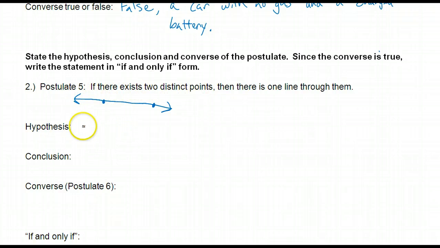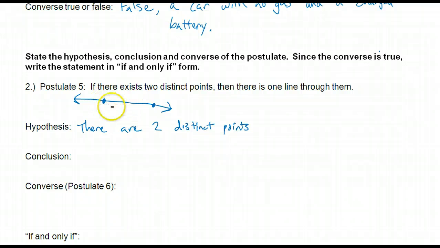The hypothesis is there are 2 distinct points. Distinct just means different. If I just have 2 points right on top of each other, they're not distinct. So I need a point here and a point here. So if I have 2 points, I can conclude there is one line through them.